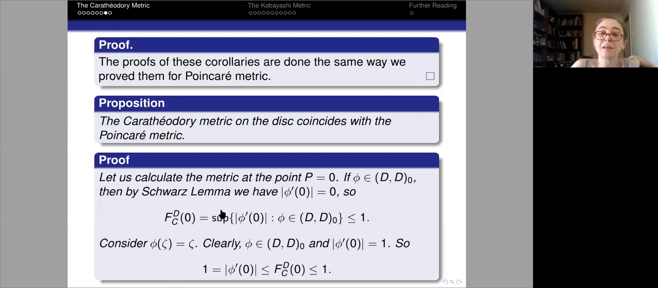we have the metric at the point zero is less than or equal to one. Now consider phi(z) equal to z. Then you have phi in D sub 0, and you also have the magnitude of phi'(0) equal to 1. So we found a phi which satisfies the other side of the inequality, where the magnitude of phi'(0) is equal to 1. This is always less than or equal to the metric at the point 0, and it is less than or equal to 1. So the metric at the point 0 should be equal to 1.